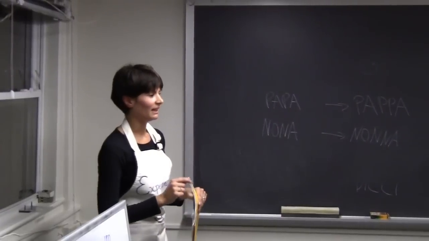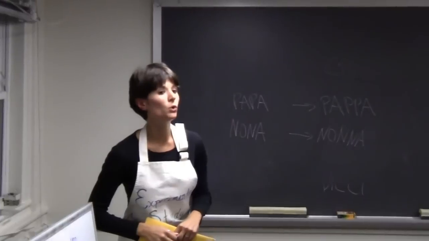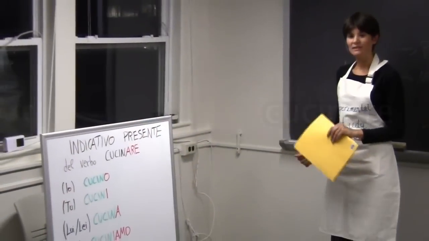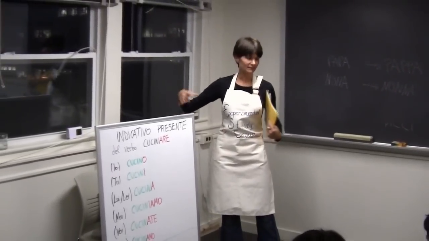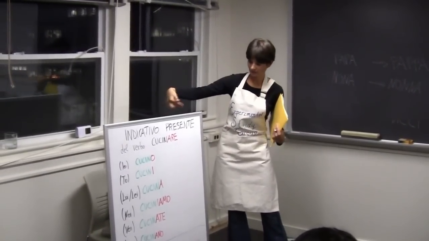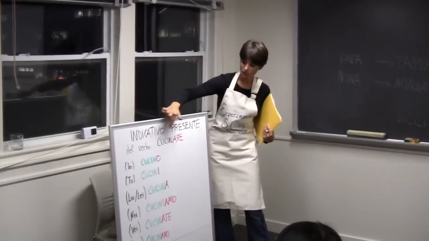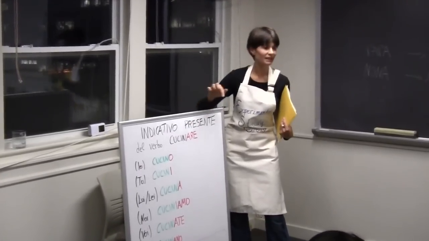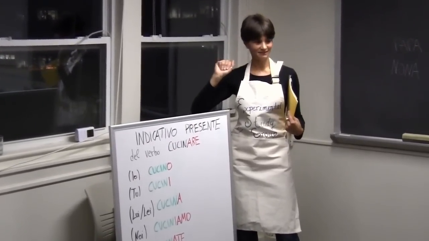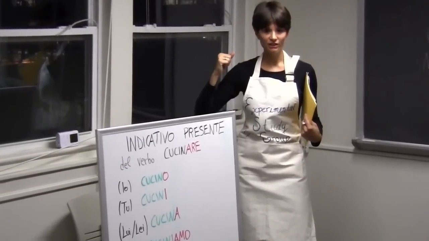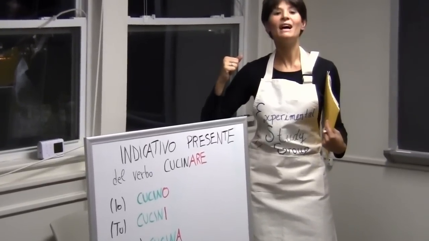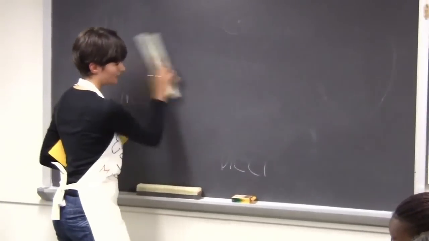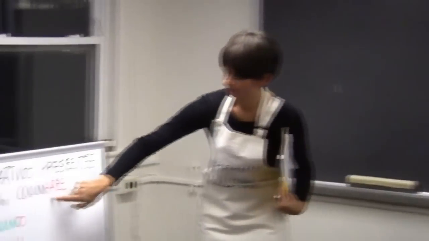But before we do that, let's try to learn il verbo cucinare. Cucinare means to cook. So we start with the indicativo presente, that's the tense, indicative present, of the verb cucinare. So, cin, like in cinque, right? Cu, ci, na, re.